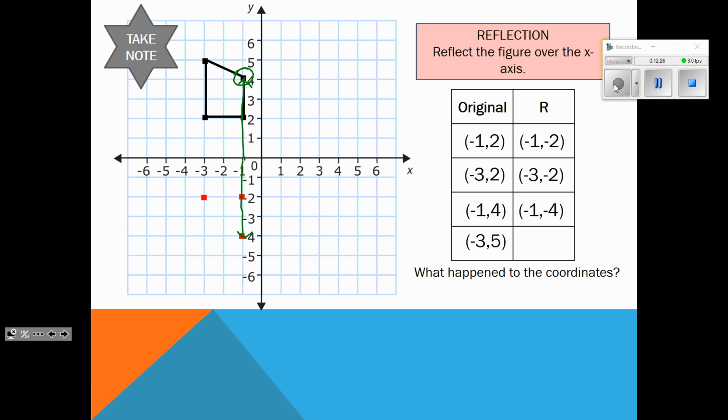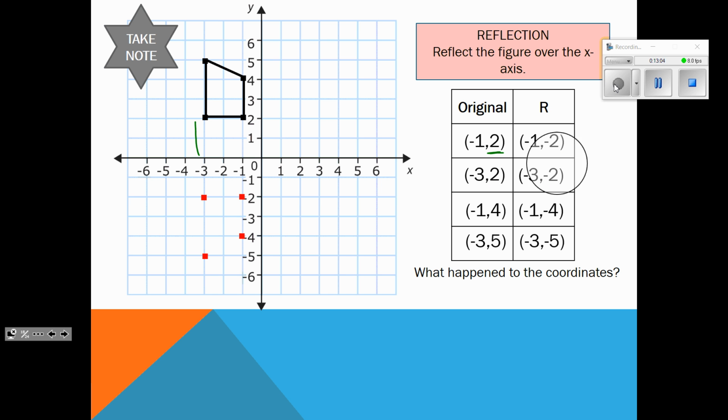And our last one is negative 3, 5. It went up 5, so to reflect it over the x, we're going to go down 5, which would be negative 3, negative 5. Now, notice what happened when we reflected over the x-axis. Look at the x coordinates. Stayed the same, stayed the same, stayed the same. So when reflecting over the x, the x stayed the same, but something happened to the y's. 2 to negative 2, 2 to negative 2, 4 to negative 4, 5 to negative 5.